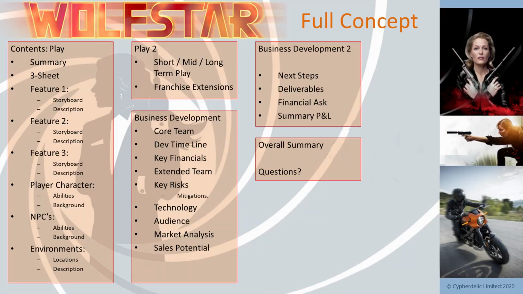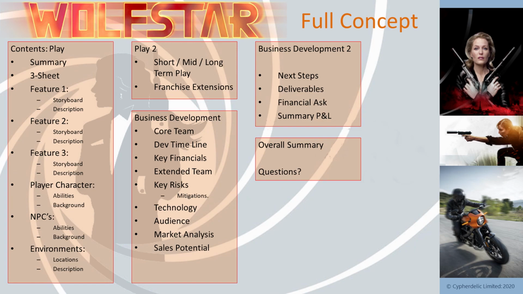And this is the table of contents for what you would ideally and normally provide in a full concept document. You can see it's divided into play and business development. So we're giving a much more detailed idea of what the play experience will be, and then a clear idea of how you're going to deliver that play experience on time and on budget. And you can see if we go down from the left, our original 1 sheet becomes our summary, our high concept becomes our 3 sheet, and then we detail out the 3 features in much more detail.